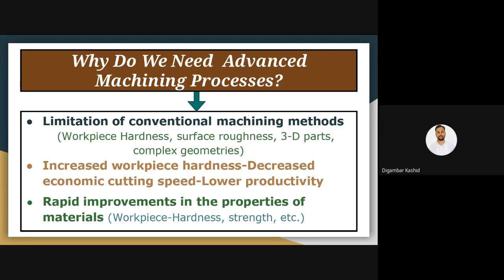Some industries are in demand of nano level surface finish, where the Ra value for surface roughness is in nanometers. That Ra value should be in the range of 1 nanometer to 999 nanometers. So industries are searching for, or want, that much surface roughness value.